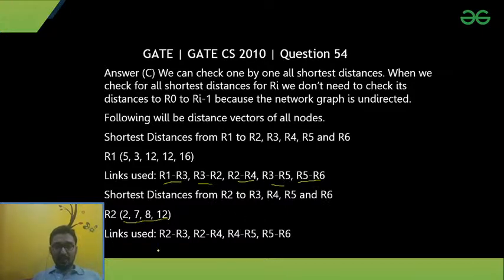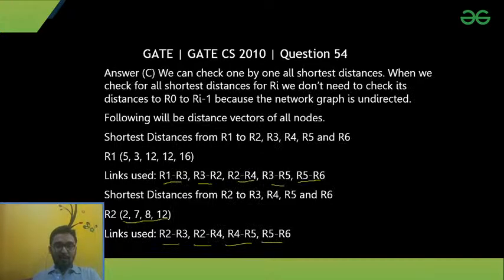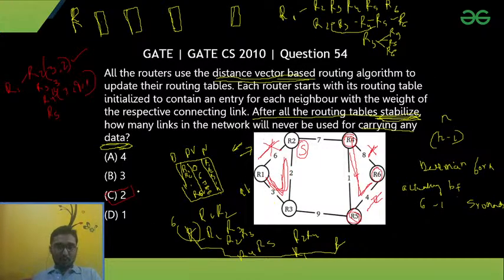These are the distances and these are the links used, and you can just enumerate those links, and after enumerating them you need to check which links are not used. So the links that are not used, if we mark them, then these two are the links I already told you, R1, R2 and R4, R6. So these two links are not used, so the answer is 2. So that was our first question.